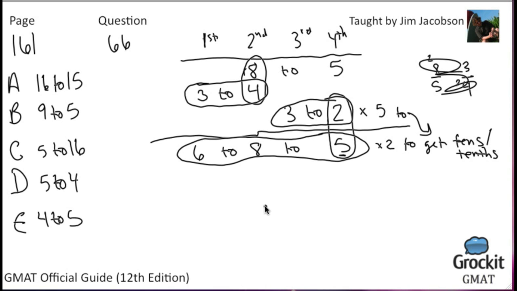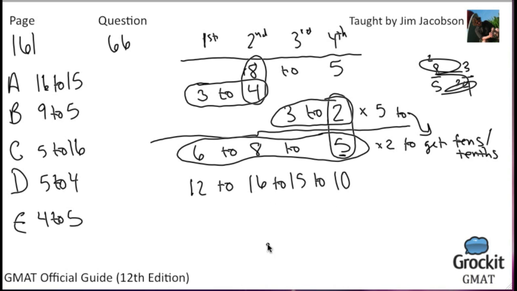So the new ratio then, multiply all these times 2, the first graders, we have 12 first graders to 16 second graders. Remember, we had to multiply the third graders by 5, so 15 third graders to 10 fourth graders. So this is the final ratio of all of the different grades, 12 to 16 to 15 to 10, now that they all have the same common multiples.